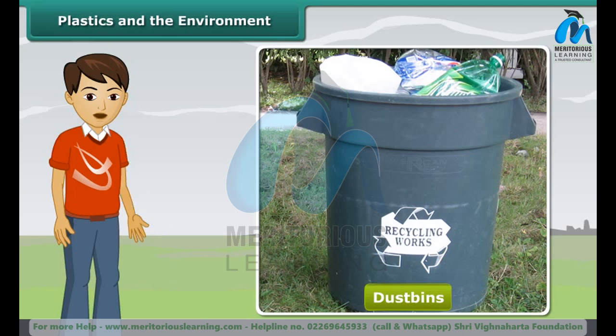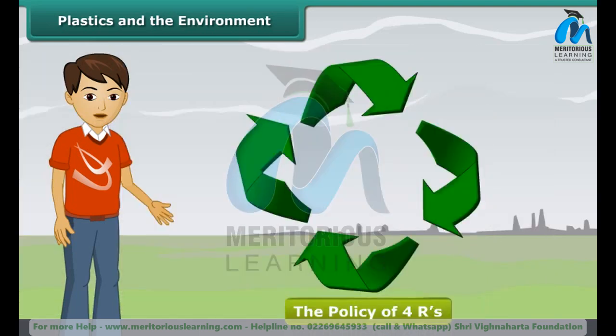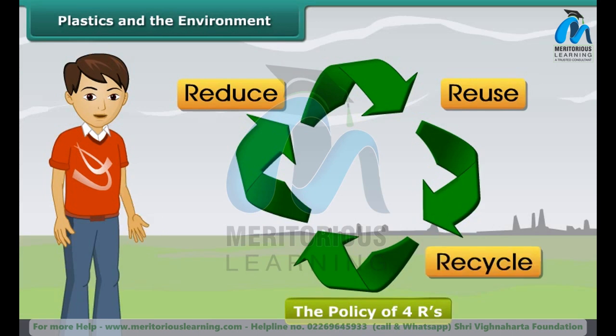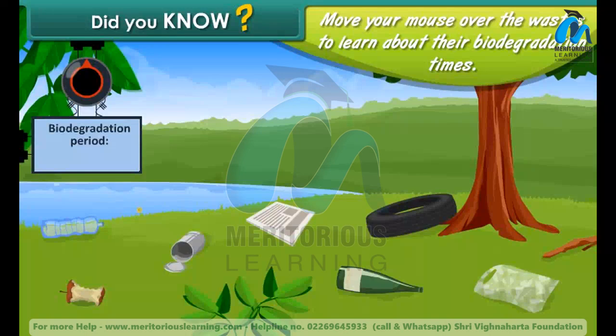Sell plastic scraps to the scrap dealer for recycling. Adopt the policy of 4 Rs, which is reduce, reuse, recycle, and recover. Click the object to see actual period of decomposition.